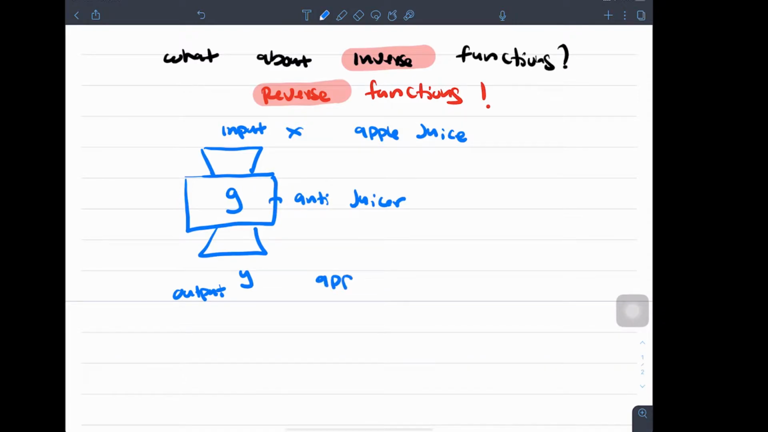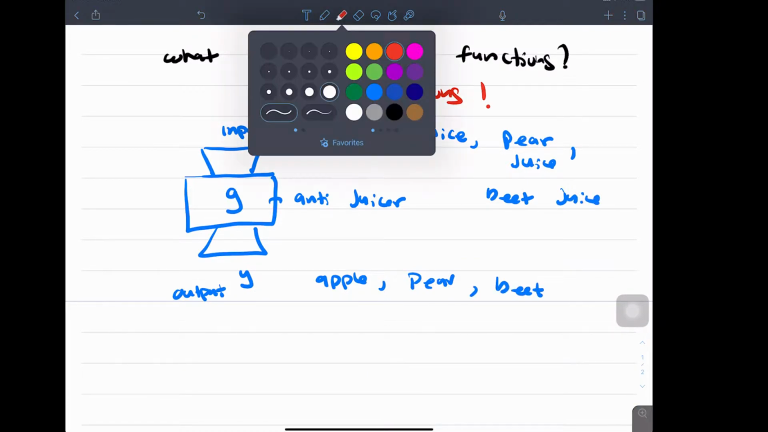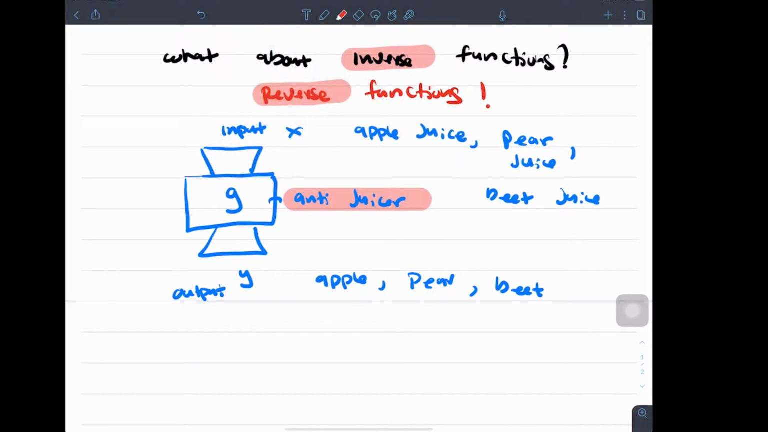An apple. Does that make some sense? It goes back in reverse. If I put pear juice in there, what do you think I'll get? Pear. If I put, for example, beet juice, what do you think I would get? A beet, because it's supposed to work in reverse. It's the anti-juicer. So all of these here are going to be green now: apple juice, pear juice, beet juice. And all of these here are going to be orange: apple, pear, and beet, because these are the outputs.